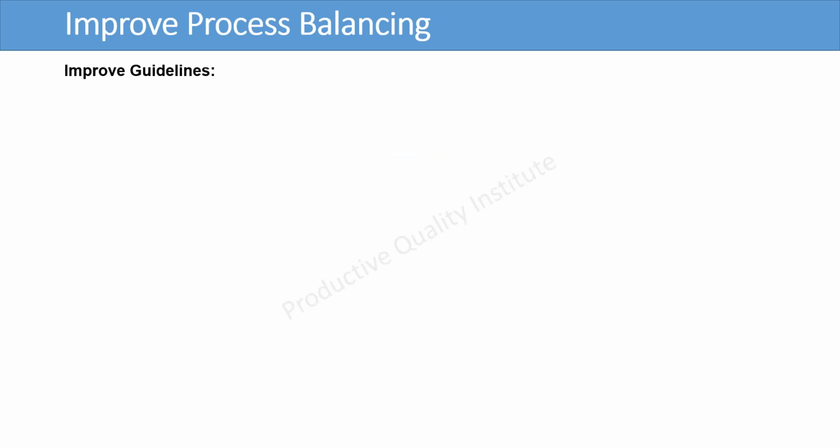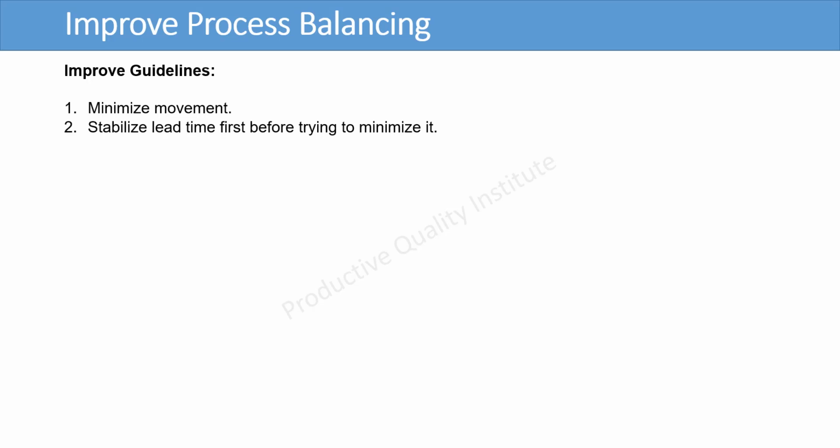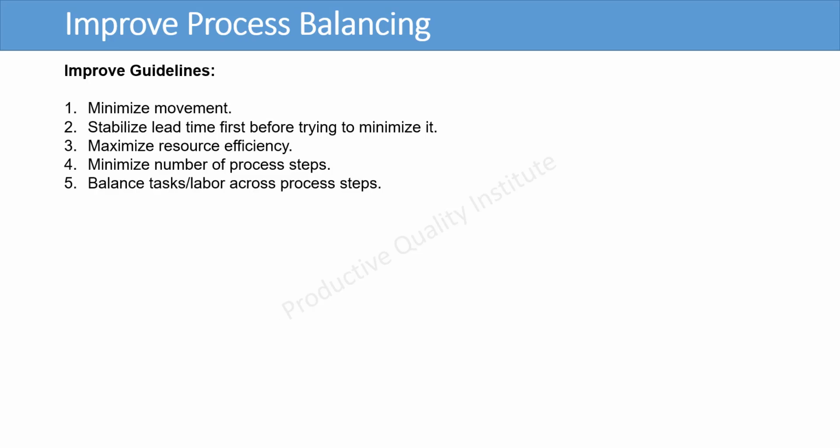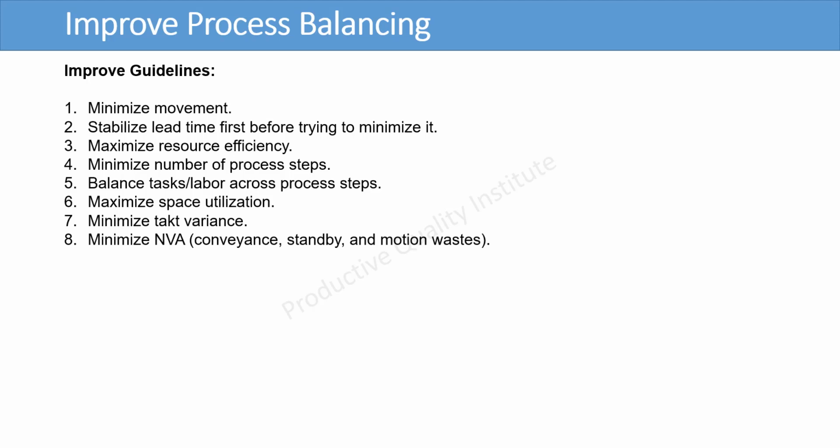Improvement guidelines. Minimize movement. Stabilize lead time first, before trying to minimize it. Maximize resource efficiency. Minimize number of process steps. Balance tasks and labor across process steps. Maximize space utilization. Minimize takt variance. Minimize non-value-added, conveyance, standby, and motion wastes.